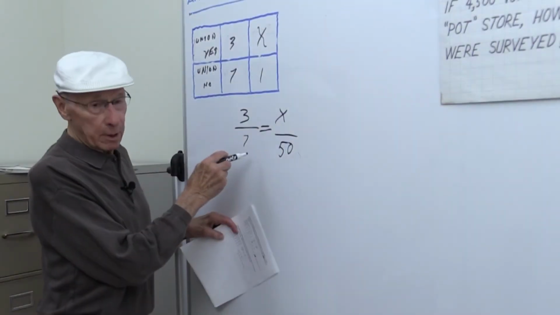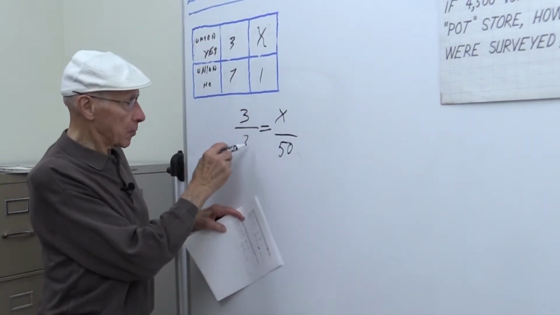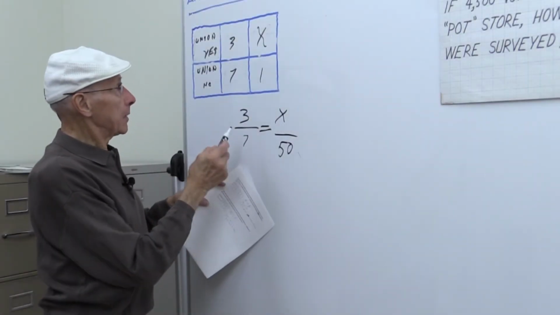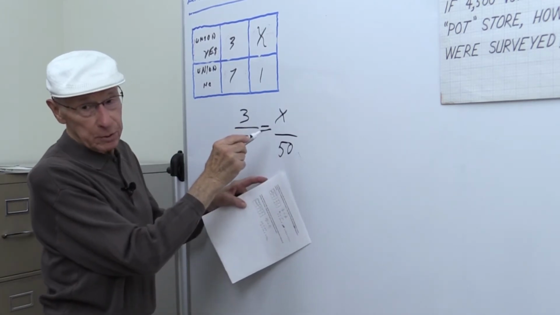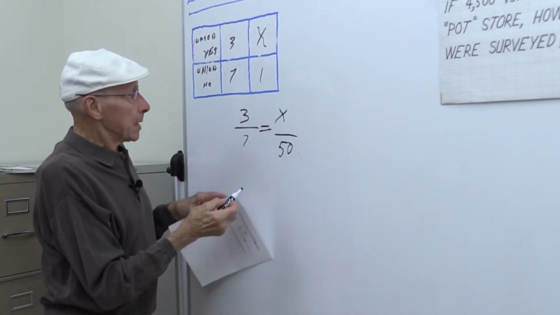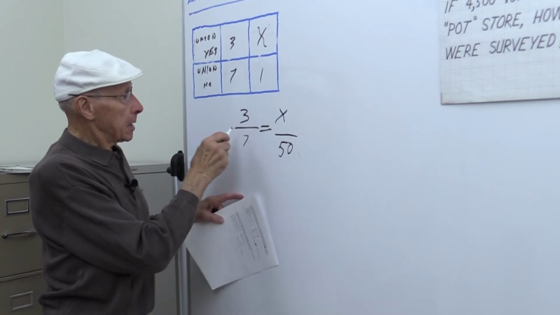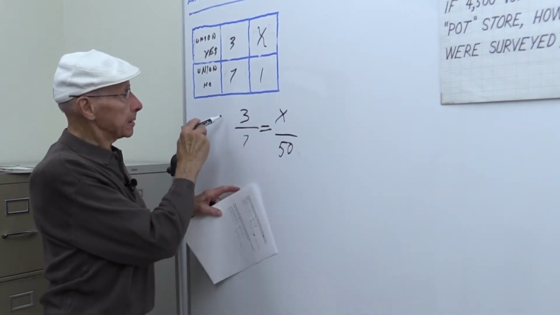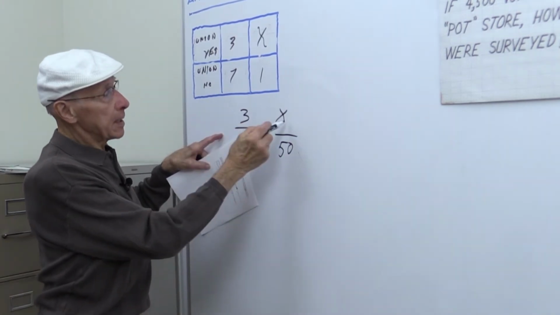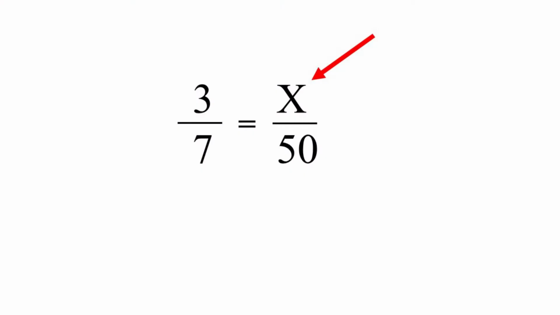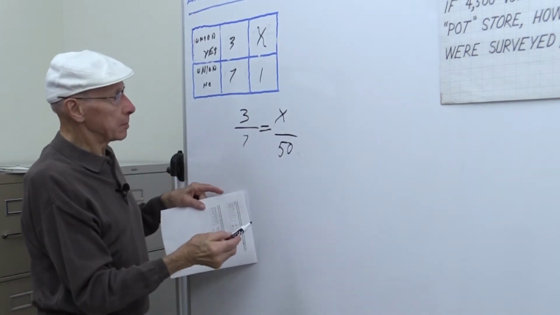So what we have here are 2 ratios, 3 over 7 and x over 50. The question is, are 2 things being compared? And the answer is yes. We have the unions for yes, and then we have the unions for no. So 2 ratios, and you have to remember that the numerator, this is 3 for yes, and this is also the x, is going to equal the number of persons that belong to a union.